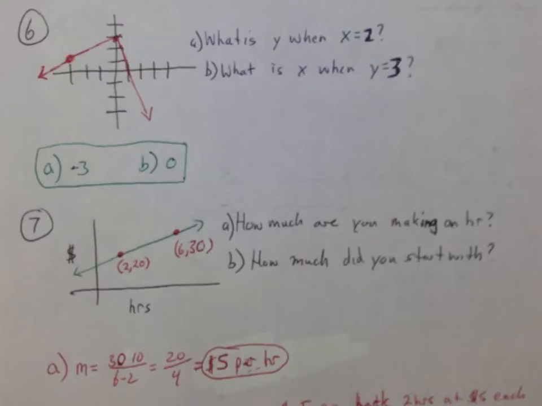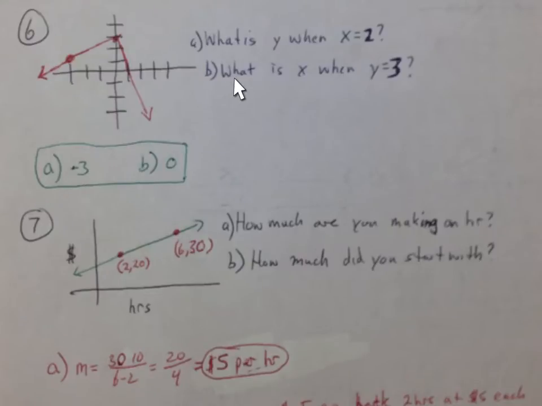When I look at this function, I want to know what is y when x is 2. So to find that, I go over here for when x is 2, and I go down about what's my y value. That looks like my y value is about -3. So when x is 2, my y value is -3.